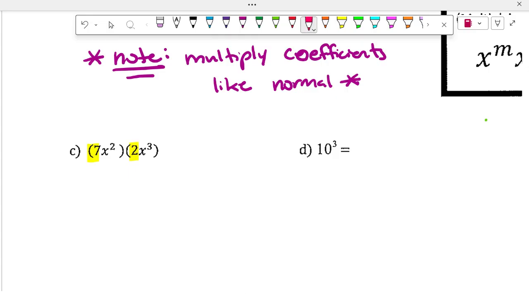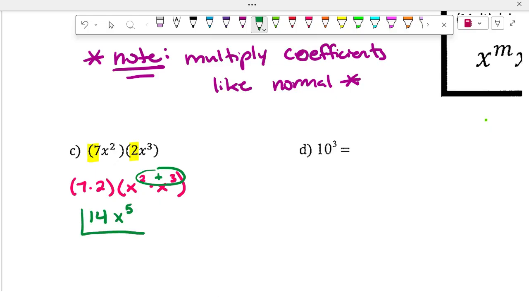So if it helps, rewrite them with the coefficients together and the like bases together. Why can I do that? Multiplication's commutative. I can move it around at my leisure. Just so it reminds you, okay, I got to do normal multiplication here and then add the exponents here. So 7 times 2 is 14. Now, same bases, but they're multiplying together, so I just have to add these exponents of x. So that's what that would be simplified.